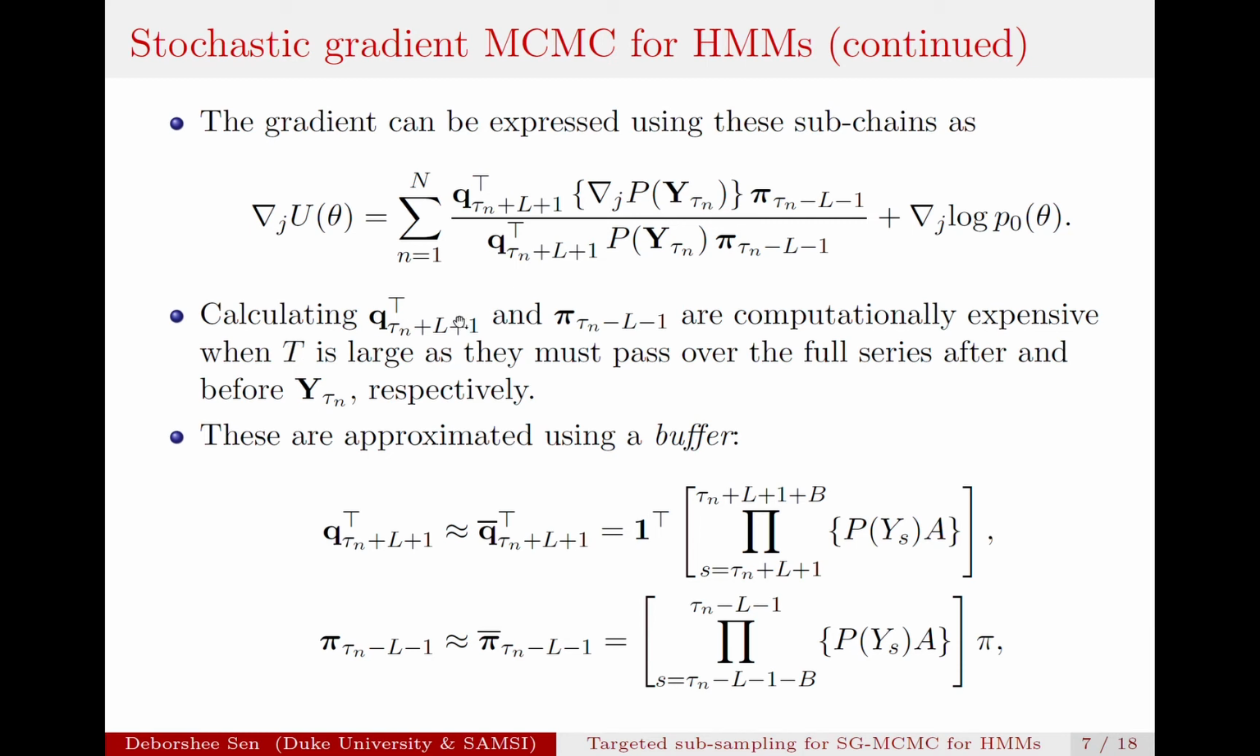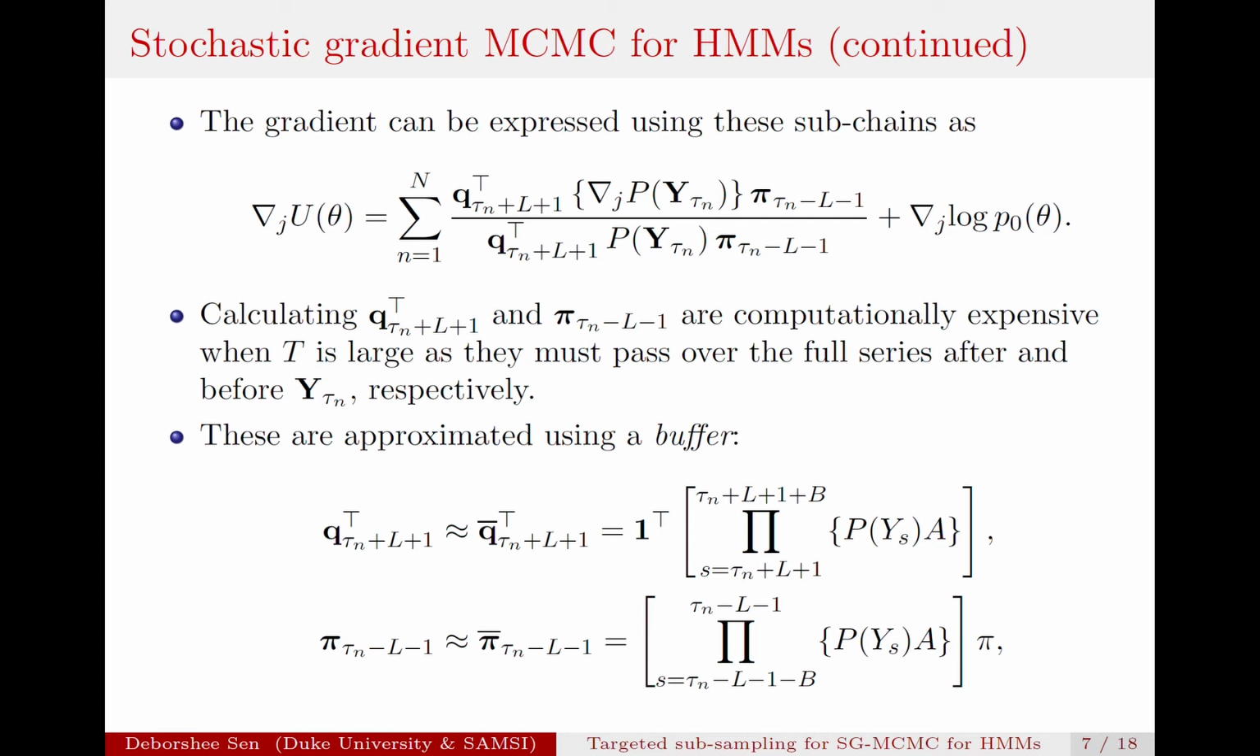But unfortunately, calculating these quantities q and pi is expensive, because pi is what's happening before, so you have to pass through the entire chain before it. You can do that using a backward filter, and then you can calculate this using what's known as a forward filter, but again you have to look at the whole chain from after the subchain to the end of the series, so it's expensive. So these are approximated using buffers.